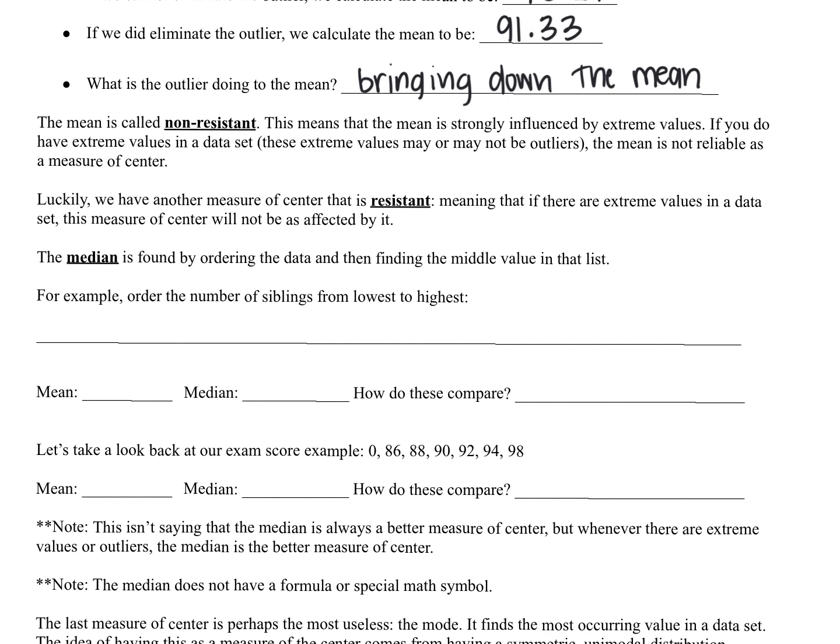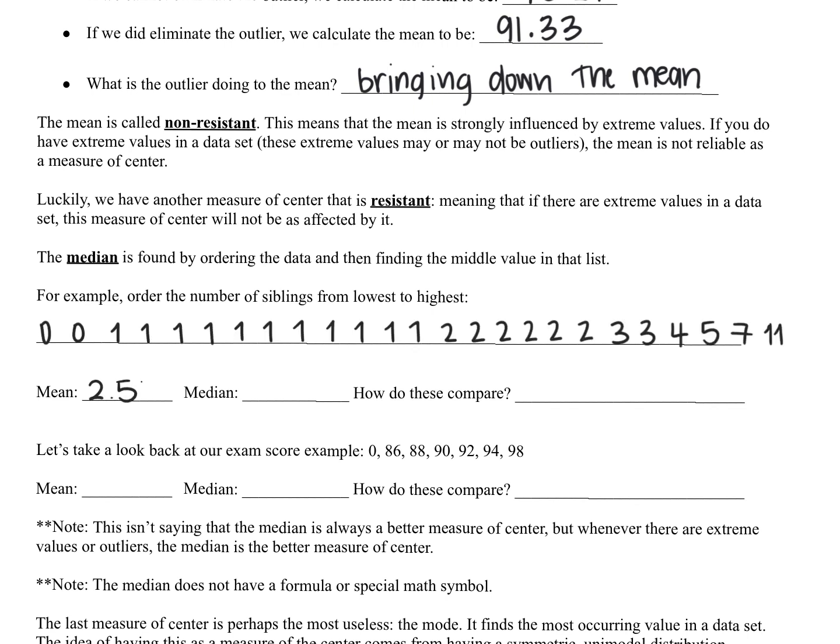So what we're going to do here is reorder our data for the number of siblings, and we're going to put it in order from lowest to highest. Okay. So I went ahead, paused the video, and copied all the numbers down. So there were 2 zeros, 11 ones, 6 twos, 2 threes, a 4, a 5, a 7, and an 11. Just to refresh, our mean was 2.54 when we calculated it.